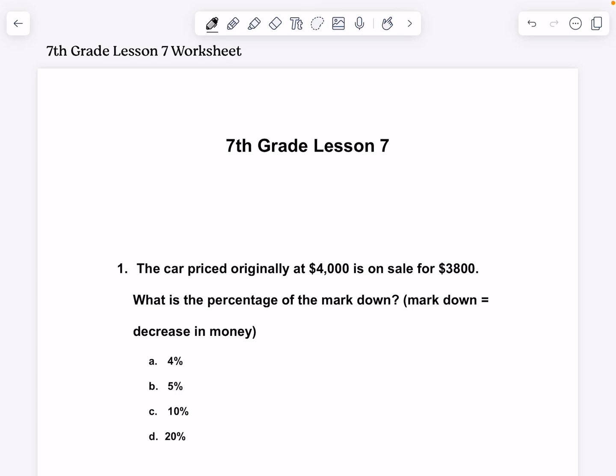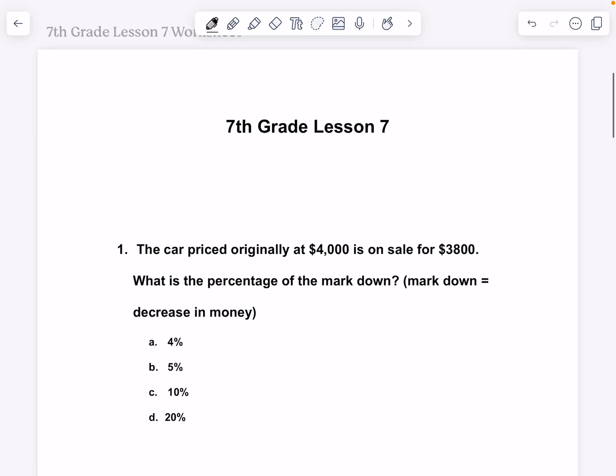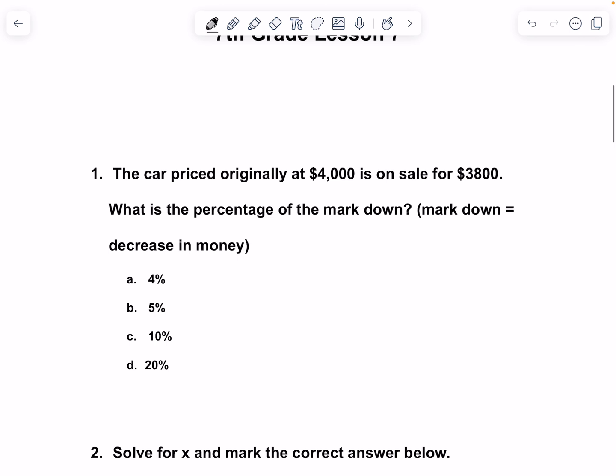Today we're doing 7th grade math lesson 7. The first one says a car originally priced at $4,000, which means that it will be over 100 because this is the retail price. 100% is on sale for 3,800. So 3,800 is the sale price, and then we don't know the percentage of the markdown, so this would be X. And then we can cross multiply for this.